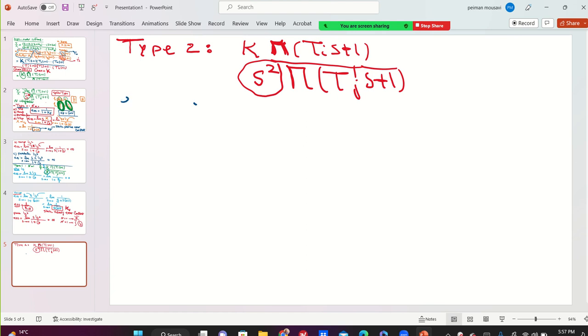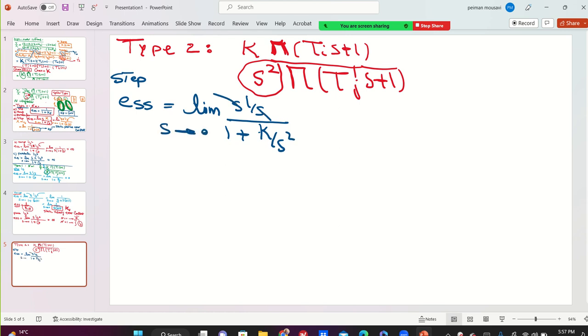So if that's the case, the ESS when you are applying the step input is going to be the limit as s goes to 0 of s times 1 over s, over 1 plus k over s squared. When s goes to infinity, it's going to be 0. No doubt.